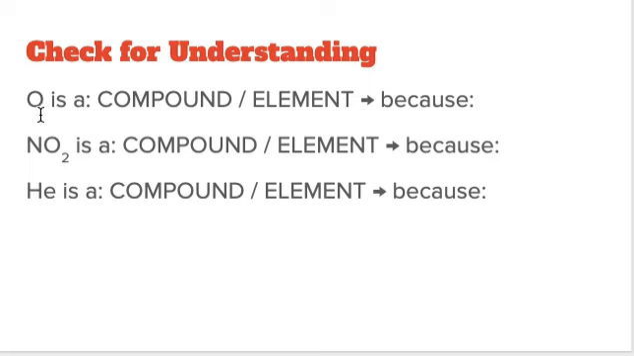Oxygen, that's what this O is. Oxygen is a what? A compound or an element? If I'm thinking through using my note sheet, I read back that an element is the basic building block of matter, and it's represented by a capital letter or a capital letter and a lowercase letter. Here, we have one capital letter. Using my naming rules, I know that this is an element.